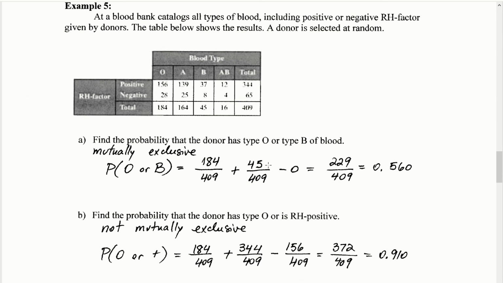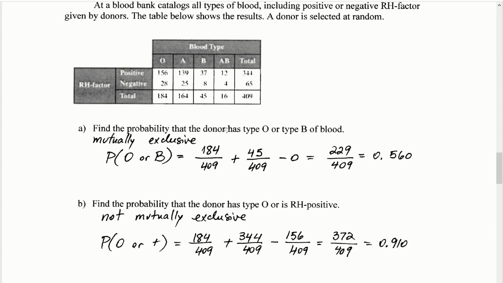The next example we're going to look at is coming from our stratified table. In example 5, we have a bunch of blood types for 409 individuals that are stratified in terms of the blood type, O, A, B, and AB, and also according to the different type of Rh factor, whether it was positive or negative blood. In part A, we're asked to find the probability that a donor had type O or type B blood. This is an OR probability, so again we would use the addition rule.